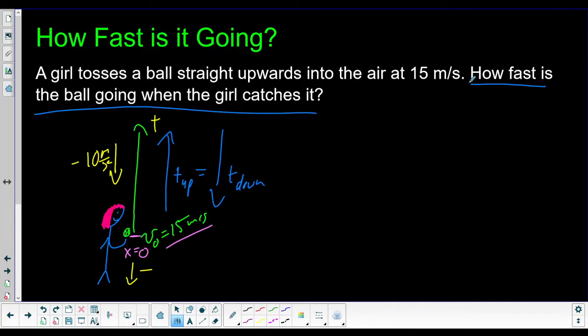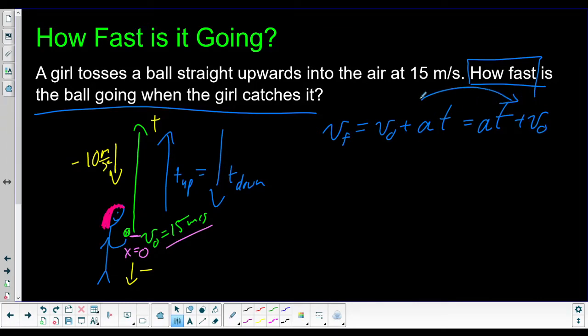We're looking for how fast, so we're going to use our velocity equation because that seems prudent. V final equals V initial plus acceleration times time. It also equals acceleration times time plus V initial. I apologize if I'm confusing you guys a little by ambiguously switching back and forth between these. Sorry.